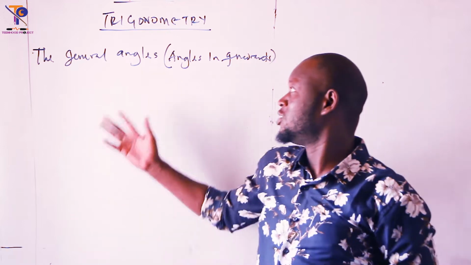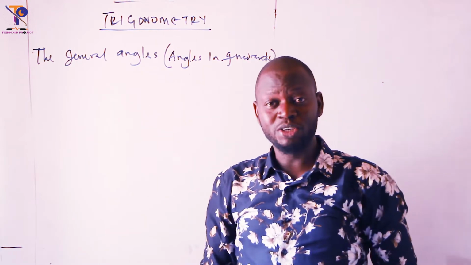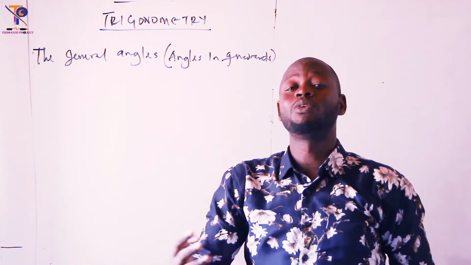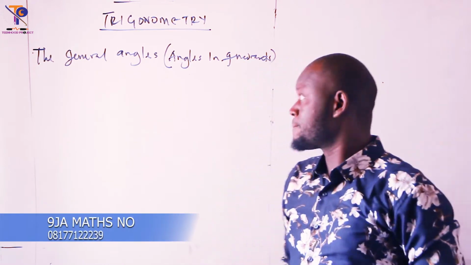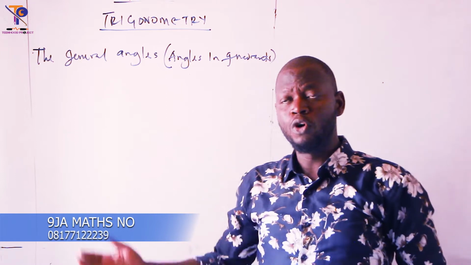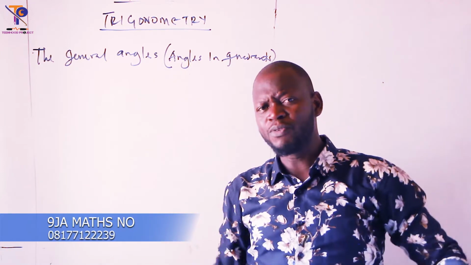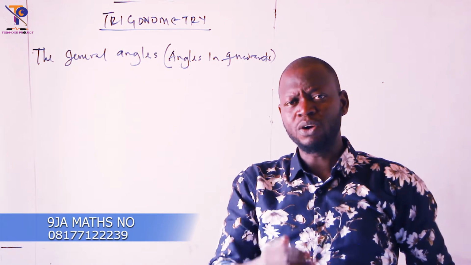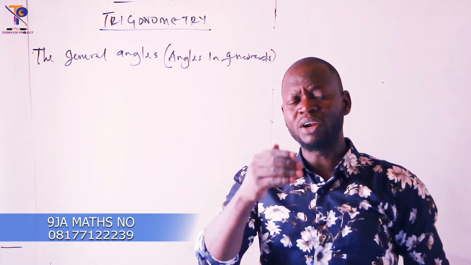Today we want to continue from where we stopped, trigonometry. And don't forget, it's a series, and we've been doing this series for weeks now. Today we want to move to general angles. Don't forget, before this class, we had special angles. That means angle 30, angle 60, and angle 45.